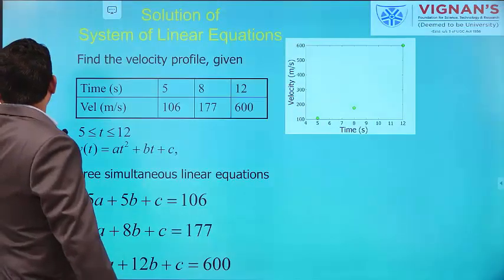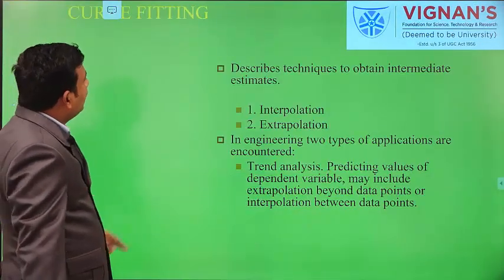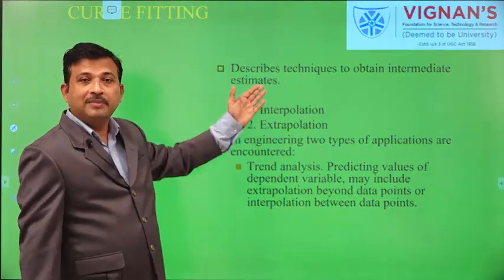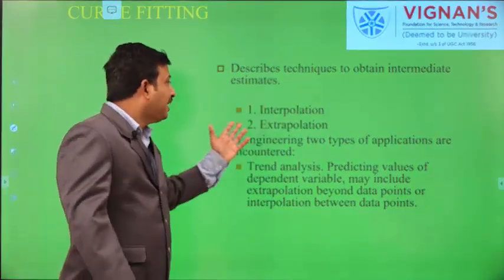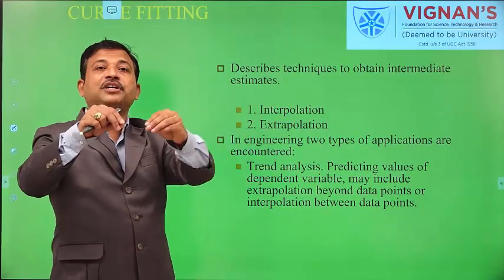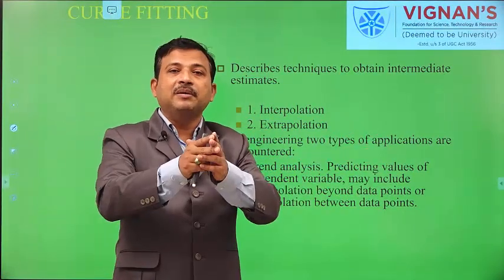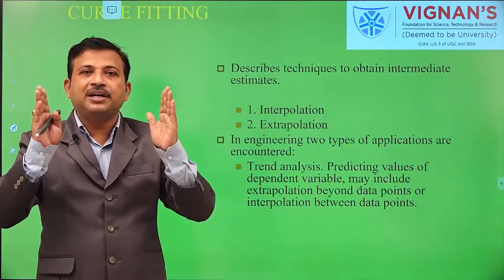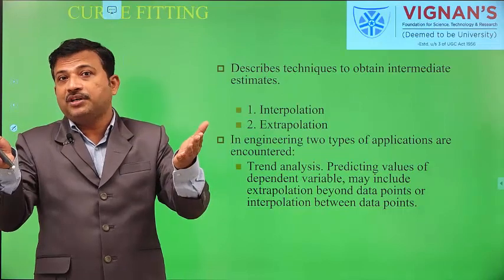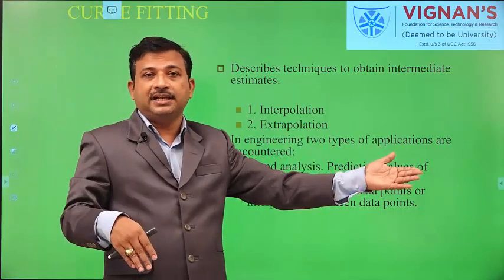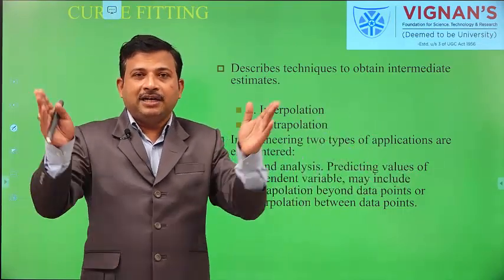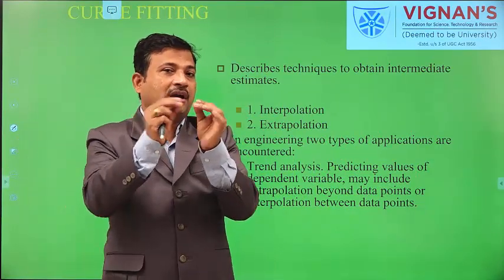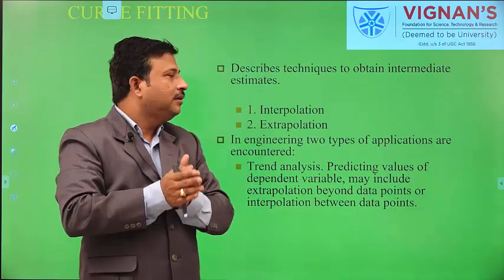Right? So describe techniques to obtain intermediate estimation. This is also one method: interpolation and extrapolation. Interpolation means finding the intermediate value from the given points. Extrapolation means finding a point outside the given tabulated points. Out of tabulated points, if we get any points, we call it extrapolation. For interpolation, let us take 1, 2, 3, 4 points given. If you need to find the intermediate value between 1 and 2, then we call it interpolation.